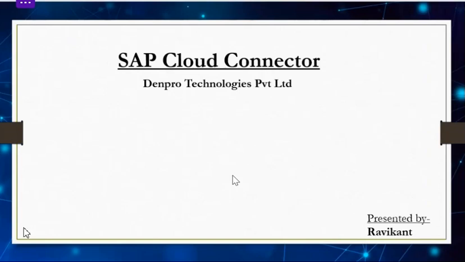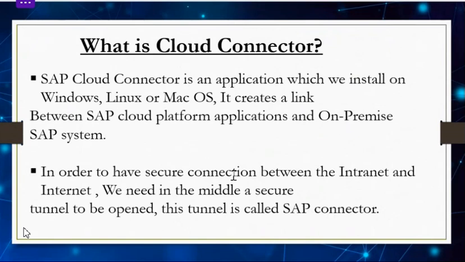So this is SAP Cloud Connector. Let's start with what Cloud Connector is and what it does. Basically, Cloud Connector is an application that can be installed on a Windows, Linux, or Mac OS operating system, which creates a secure connection to the SAP Cloud so that SAP Cloud products can communicate securely with systems in a customer's on-premises landscape.